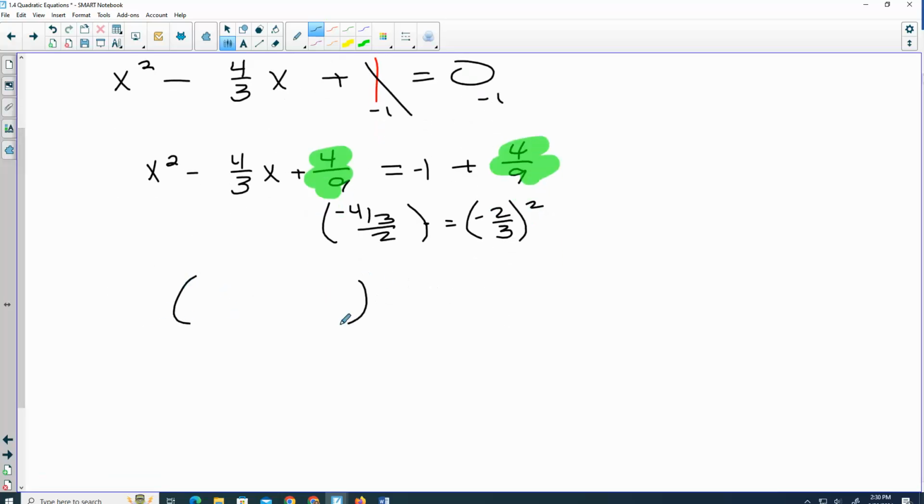Alright, so then when we go to factor this, it was an x squared. Because this was a minus, I know I'm going to get a minus. It's a perfect square. What's the square root of 4 9ths? 2/3. That was the number we had before we squared it, negative 2/3. Negative 1 plus 4 9ths, so negative 9 over 9 plus 4 over 9, negative 5 over 9.